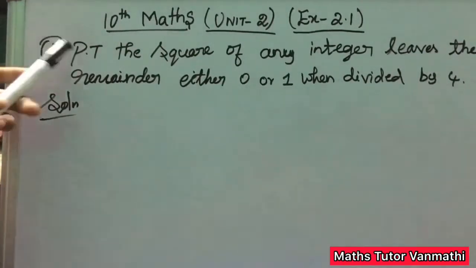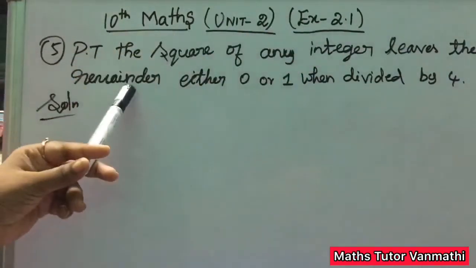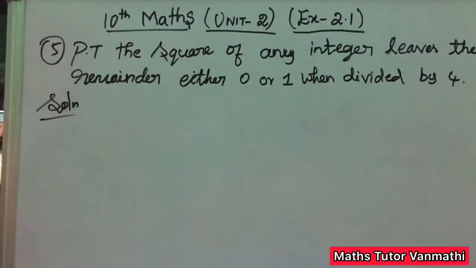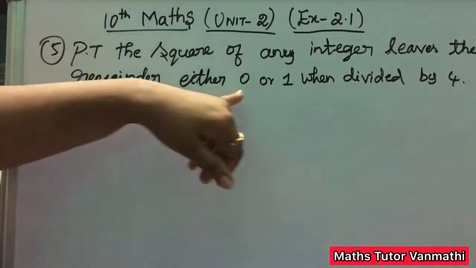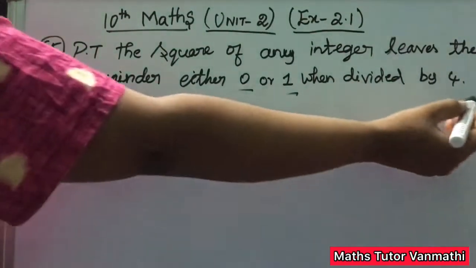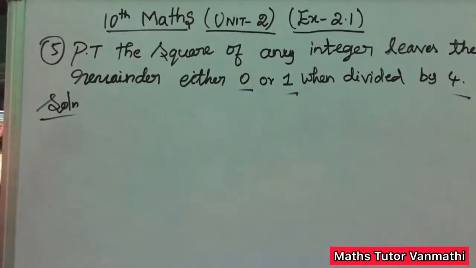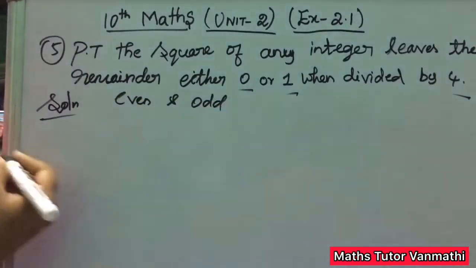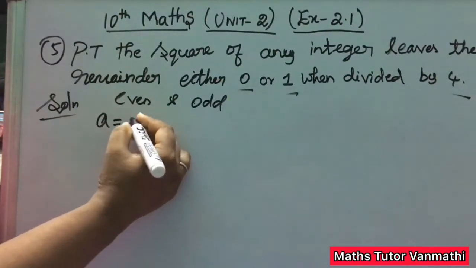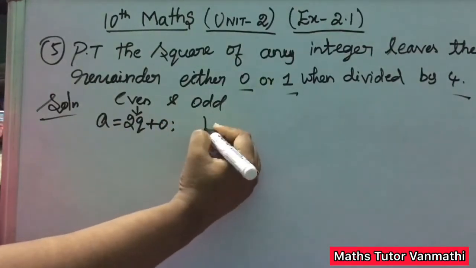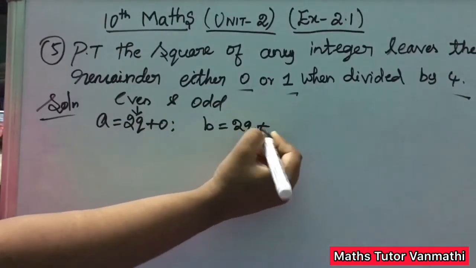Prove that the square of any integer leaves the remainder either 0 or 1 when divided by 4. Okay, what they have said is the square of some integer leaves the remainder, first 0 and next 1, when it is divided by 4. So we can take the numbers as even and odd numbers. One is even and one is odd. Even number we are taking as a is equal to 2q plus 0. This is your even number. And b is equal to 2q plus 1. This is your odd number.